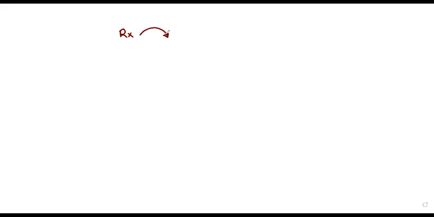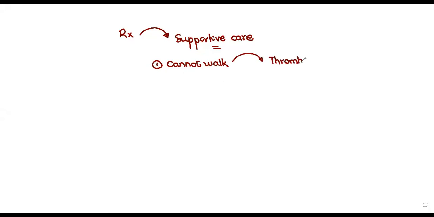Of course, this was supportive care, isn't it? Supportive care. For example, the patient cannot walk. What is he at risk of? DVT, isn't it? So you may have to give thromboprophylaxis. But if he's a child, you really do not have to give. But if he's an adult, you may have to give thromboprophylaxis.